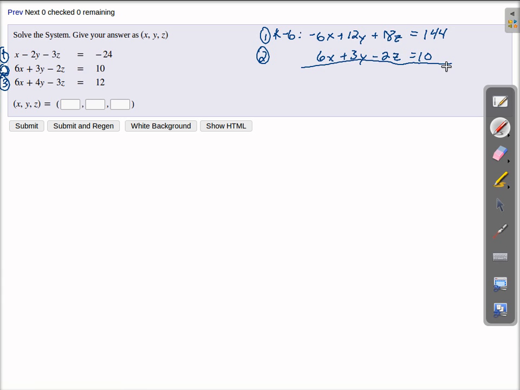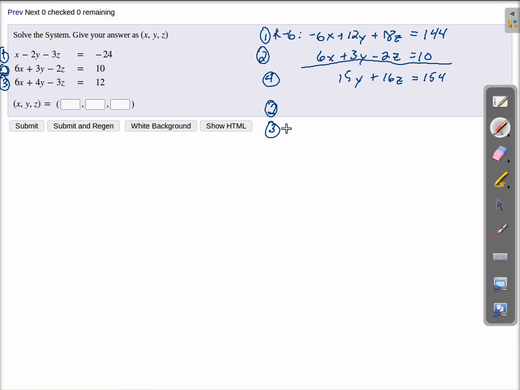So add these two equations together. That leaves you with 15y plus 16z equals 154. I'm going to call this my fourth equation and come back to it in a minute. Now I want to do the same process again, but this time I need to include the third equation. The third equation, and then I can pick either one of the other ones. I want to get rid of my x's again, so let me pick the second equation, but I could have picked the first if I wanted to.